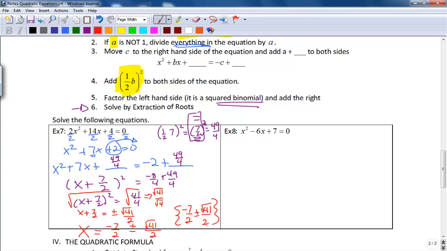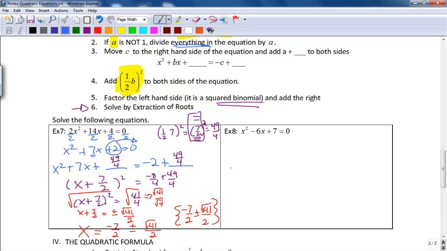Next one, same thing, solve it by completing the square. Step 1, get into standard form. I am in standard form, all terms on one side equal to 0. Step 2, if the coefficient of x squared, if a is not 1, well, what's the coefficient of x squared? There's no number there, so that's an implied 1, so I don't need to do step 2.